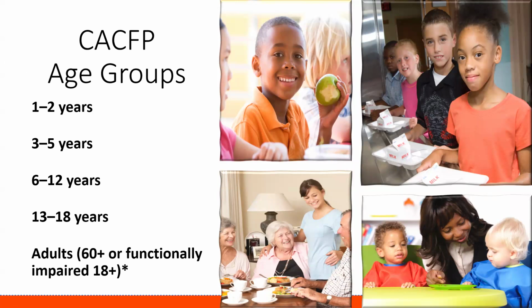And then we have 3 to 5-year-olds, which typically we call preschoolers. And then we have the school age, 6 to 12 and 13 to 18-year-olds. Now, the older age group was added to better reflect the populations that we serve at our programs, such as the at-risk after-school programs, as well as emergency shelters.